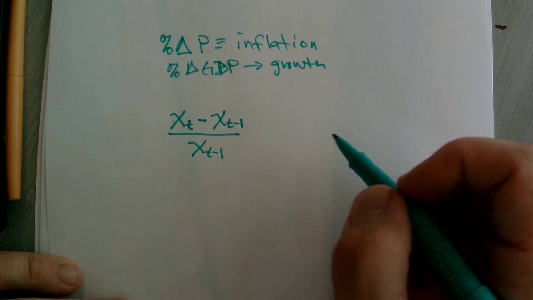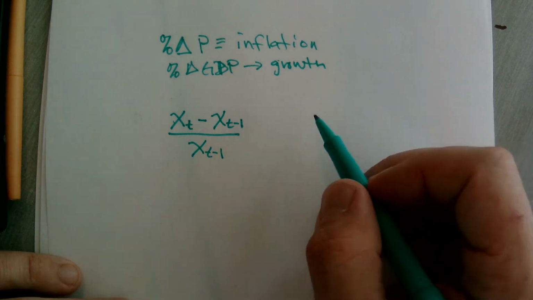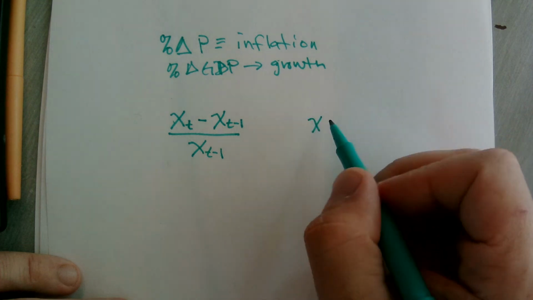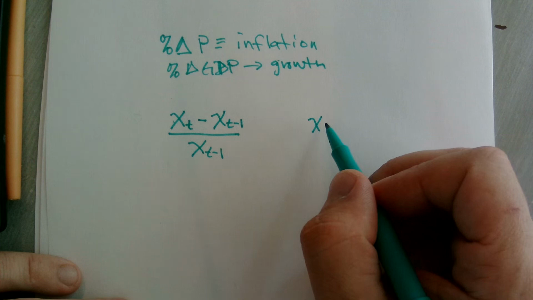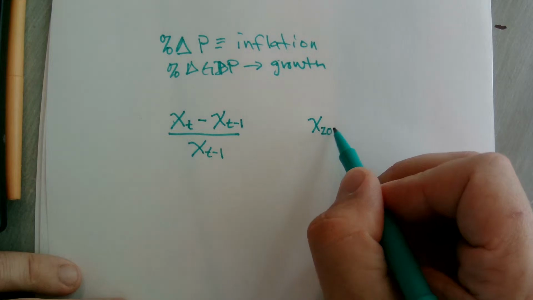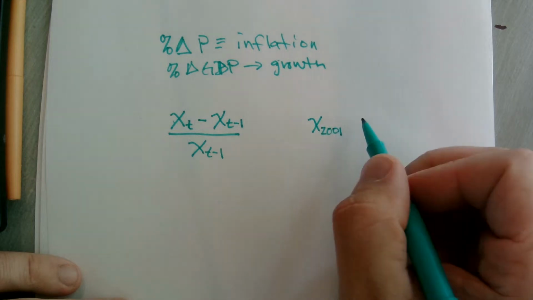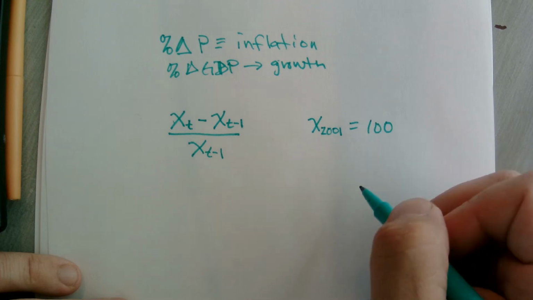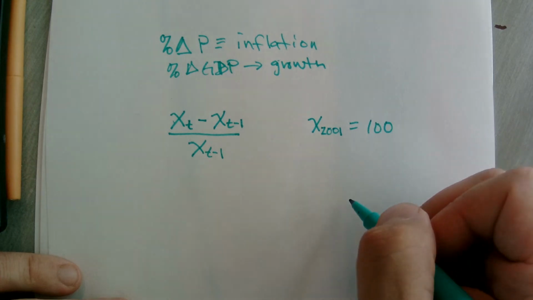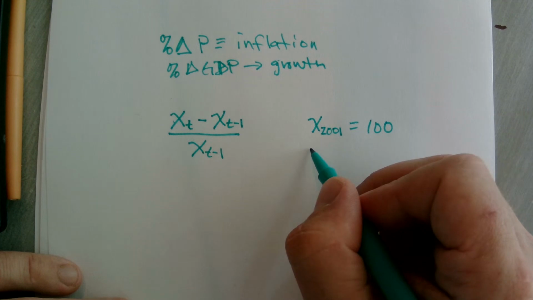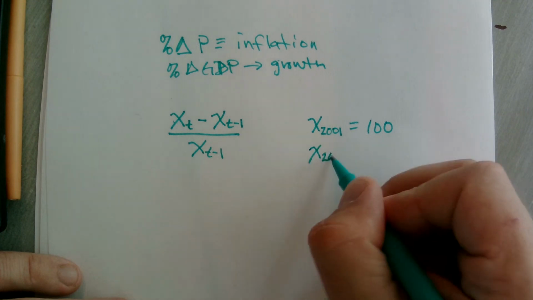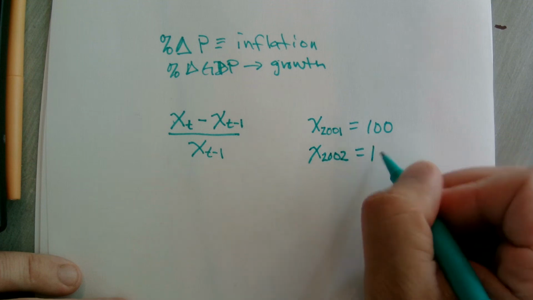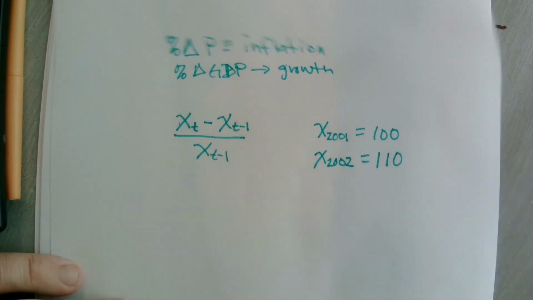So let's just take a really straightforward example and say that like x, say this is 2001. We'll say that this is equal to 100. Let's call this a price index or something. And we'll say in 2002, the price index went up to 110.